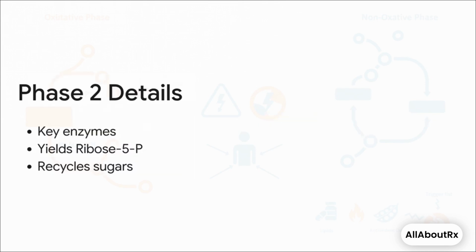You can kind of think of phase 2 like a magical biochemical recycling center. It uses key enzymes with names like epimerase, ketoisomerase, transketolase, and transaldolase. These guys are basically molecular jugglers. They seamlessly interconvert sugars ranging from 3 to 7 carbons.